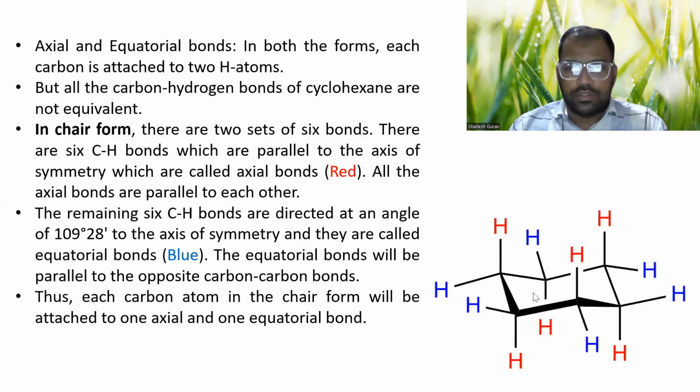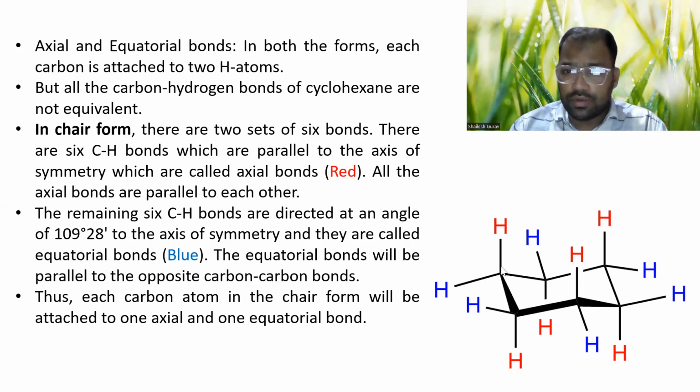The chair conformation has a three-dimensional structure, and it may be difficult for you to understand that. But see, now all these carbon atoms will not lie in one plane. The chair-like geometry is obtained over here and is called a chair conformation. In the chair form there are two sets of six bonds. There are six CH bonds which are parallel to the axis of symmetry. If you consider the center of symmetry, then there will be one axis.